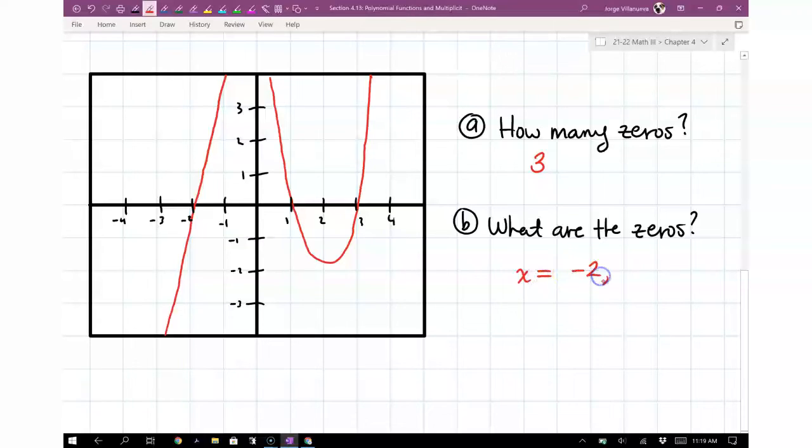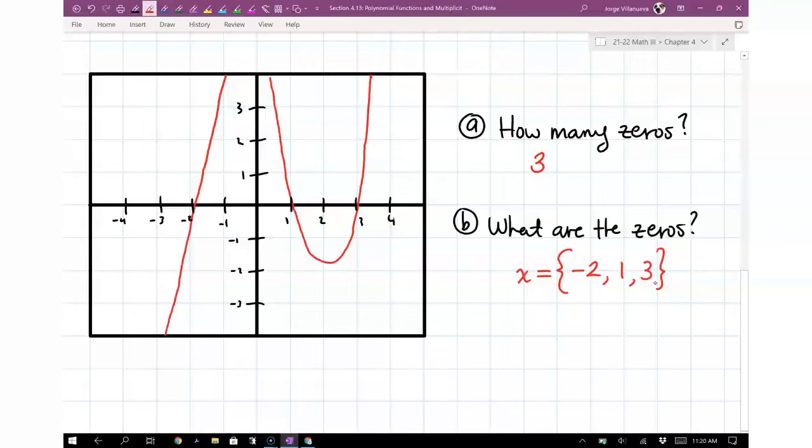-2. Where else? 1. Where else? 3. Anywhere else? Do you see any other places where it crosses the x-axis? No, just 3 places, right? So here you go. Is that hard to do? If they give you a picture, all you got to do is look at it and say, here are my answers, where it crosses the x-axis.